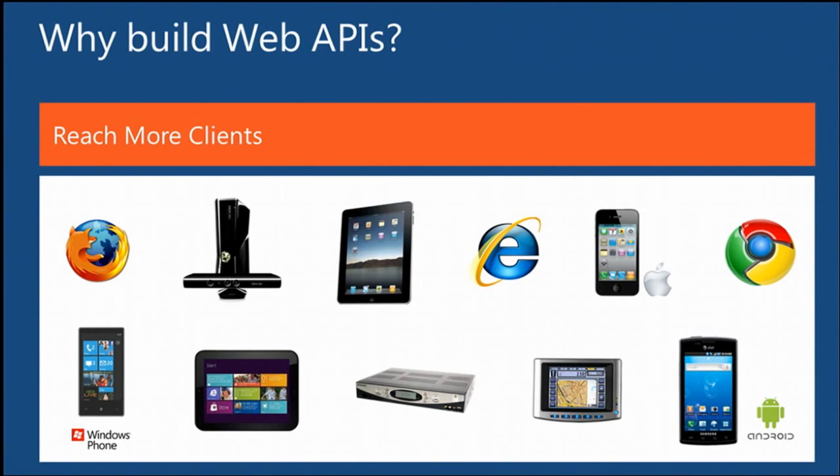I think there are three reasons why this is happening. The first is that you need to be able to reach more of these clients. There are more devices out there. There are phones, tablets. Maybe some of you have had the experience of your boss coming to your office and saying, hey, I love the new website. The functionality is great, but can you make it work on my phone? Web APIs allow you to take the same business logic and data and expose it to all of those clients.